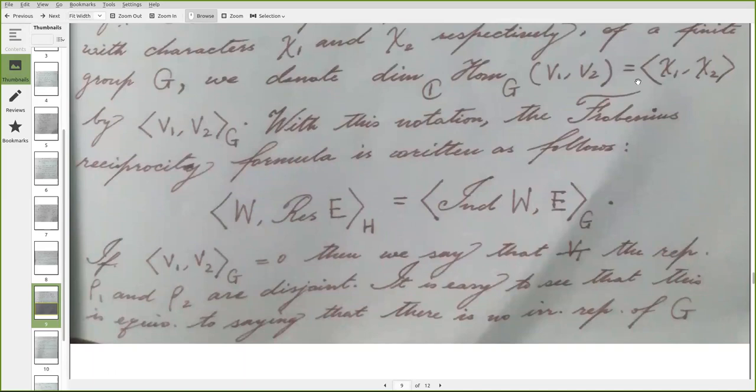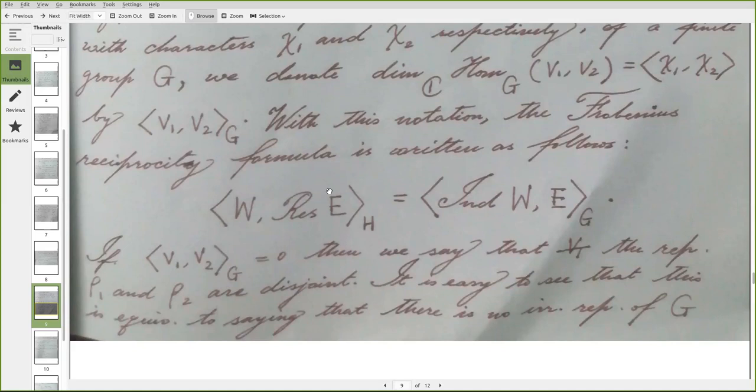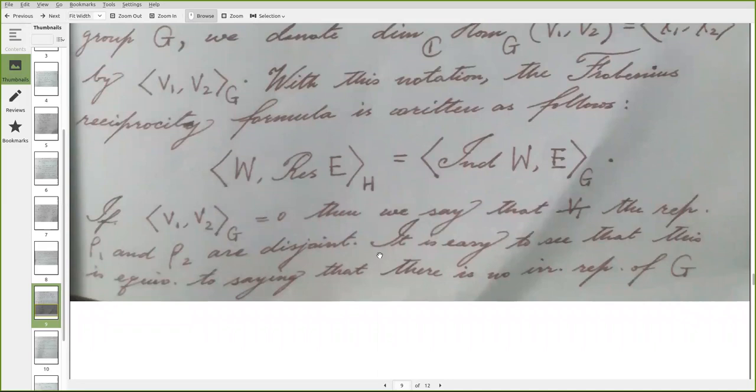One advantage of introducing this notation is that the Frobenius reciprocity formula takes a relatively simpler form, which is precisely this. According to the Frobenius reciprocity theorem, here we consider the dimension of the space of all H invariant linear maps from the restriction of W to E, and here we consider all G invariant linear maps from the representation induced by W to E. The theorem says that those two linear spaces are isomorphic, therefore they lead to the same dimension.